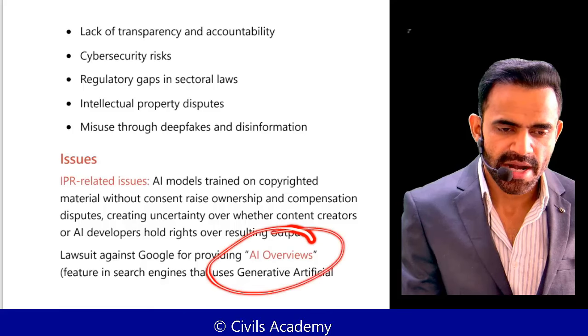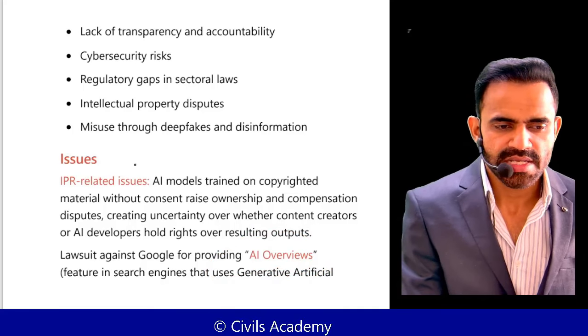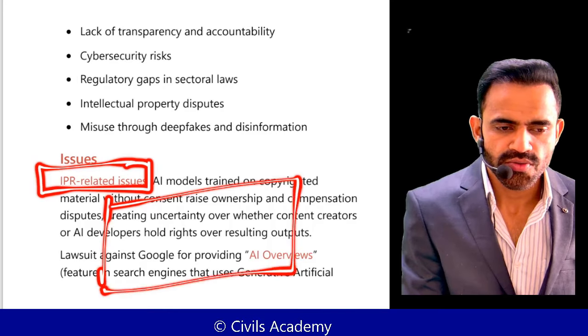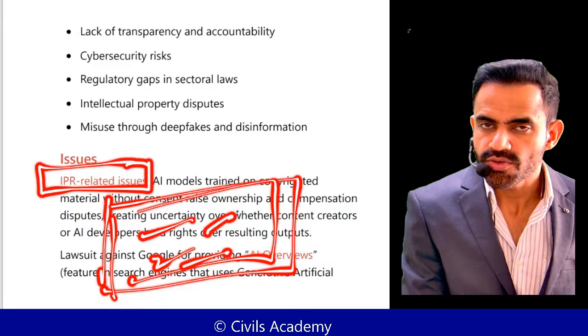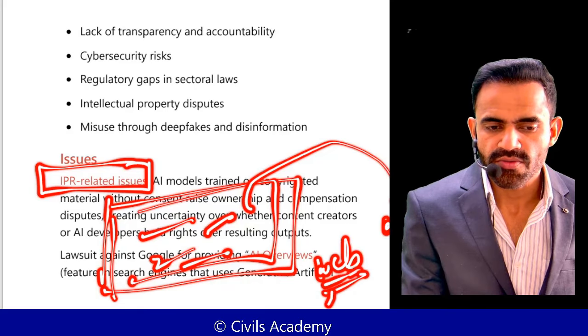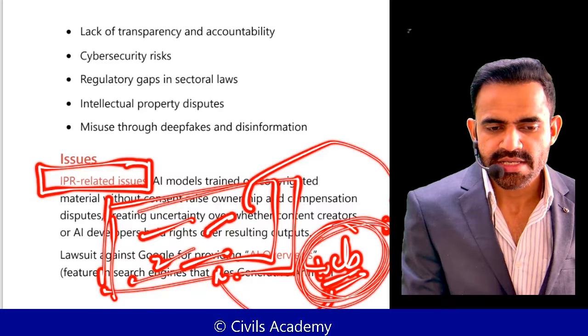Apart from that, there is an issue related to AI overview. Understand this as well. For example, you searched a term, IPR related issue. Now, when you are going to use Google, it is going to provide you an overview on the search page itself. Once you got the overview, you will not visit those websites. Why you will not visit websites? Because you have already got the overview. These websites are saying that this is loss of our revenue.